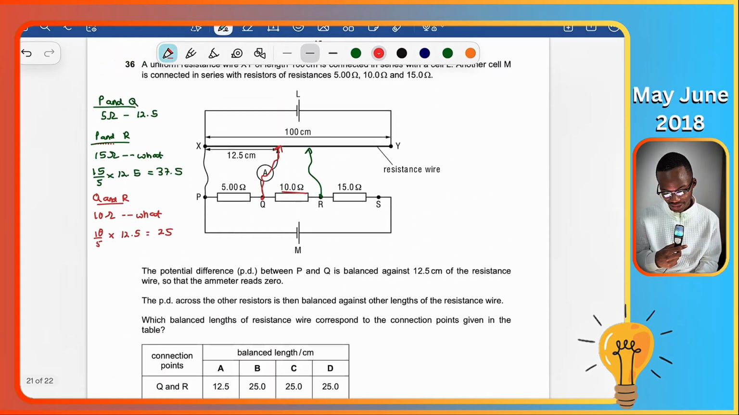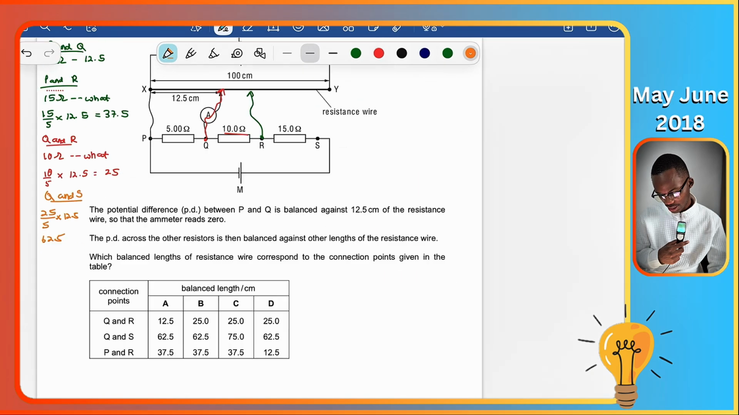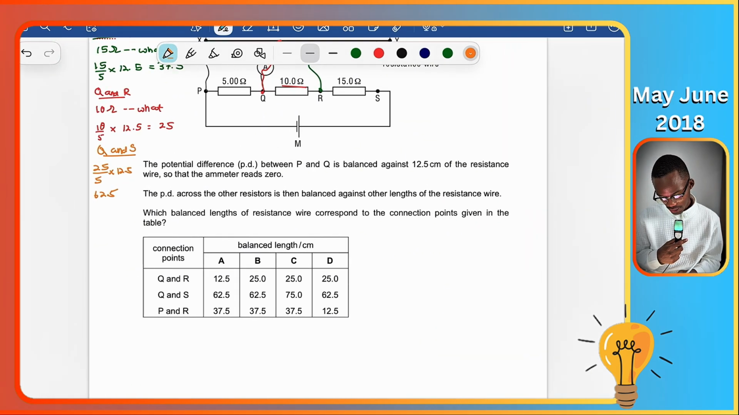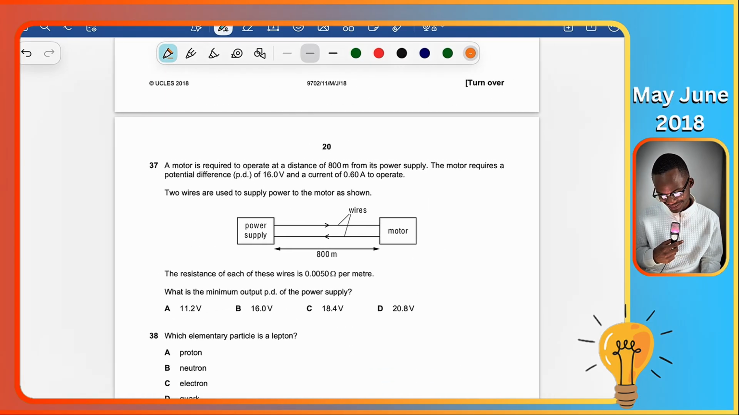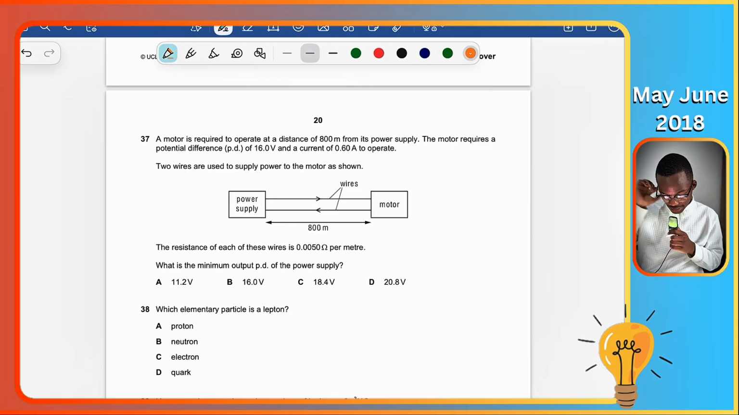Q and S is 25. So Q and S is going to be equal to 25 divided by 5 times 12.5. That's going to give you 62.5. So the correct answer is going to be Q and S, 62.5. P and R, 37. It's going to be B. Very simple.